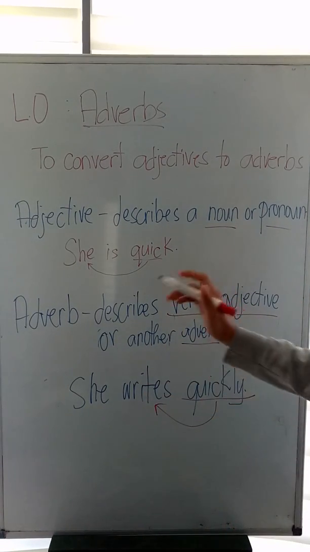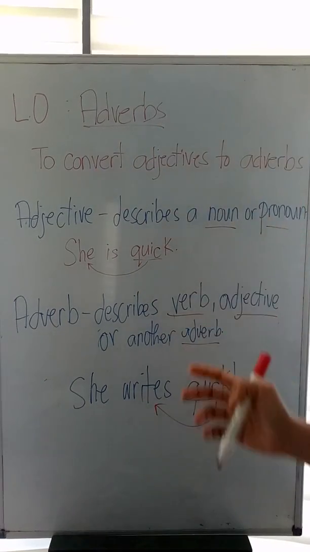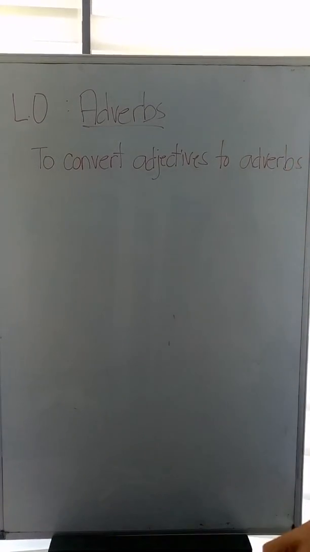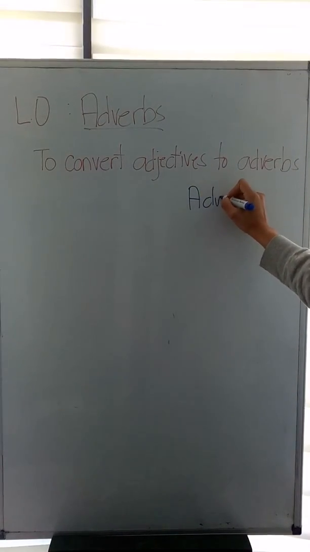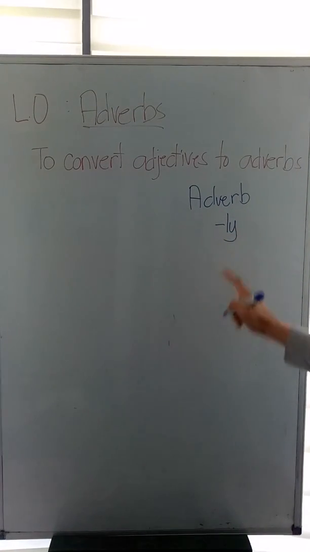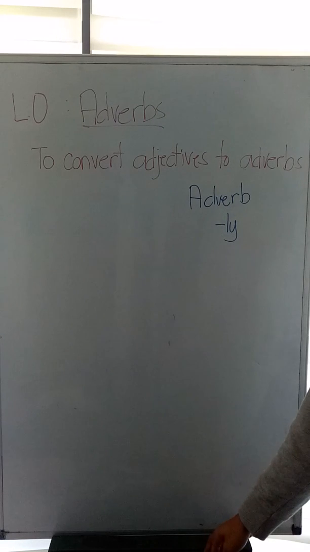Let's focus on our lesson objective now, to convert adjectives into adverbs. And as you know, for our adverbs, the basic form of adverb ends with ly. One of the easiest forms of adverb for you to recognize in a sentence, because it usually ends with ly. Not always, but usually, and that's the basic form of adverb.